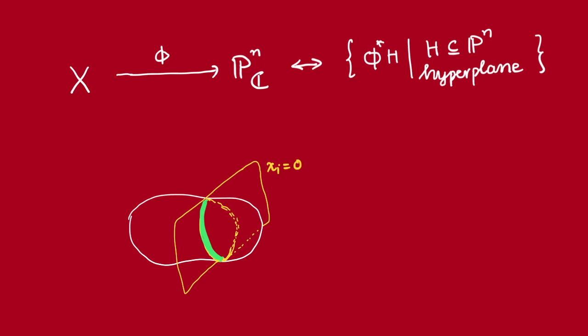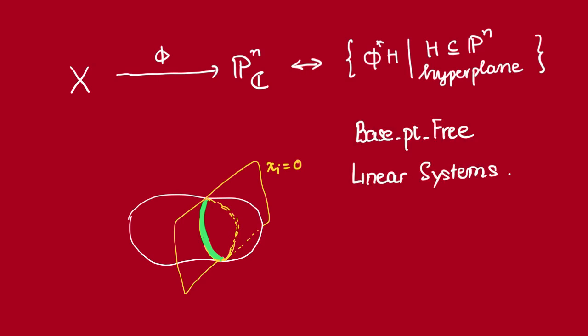Thus, given a map from X to the projective space, we have associated to it a collection of divisors. These are going to be pullbacks of hyperplanes in Pn. Now the question then is, which collections of divisors arise this way? The answer turns out to be the collections of divisors that are base point free linear systems. So let's review what these things mean.